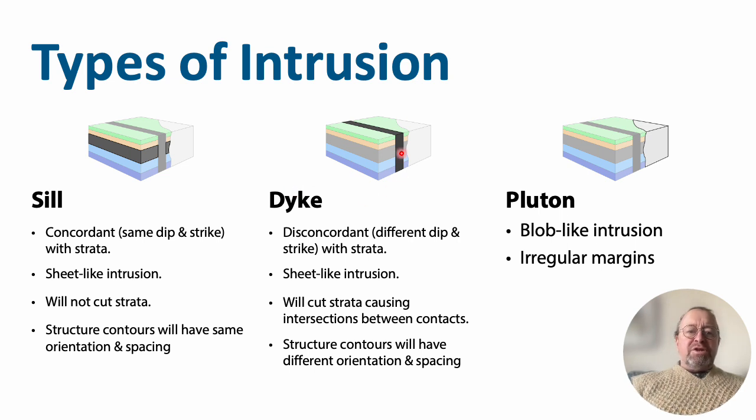A dike is generally high angle and critically has to cut across the bedding of the stratigraphy of whatever unit is intruding. And the pluton tends to be blobby. It's not tabular like the other two. It can be like a big round mass or irregular form, and again it does have to cut across the stratigraphy. If it doesn't cut the stratigraphy, then an igneous body is termed a sill.